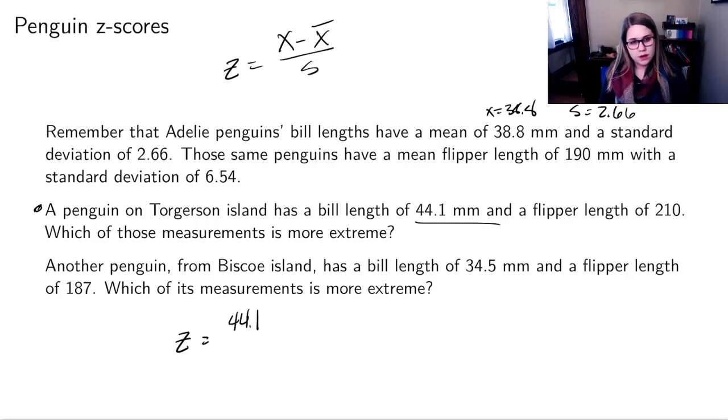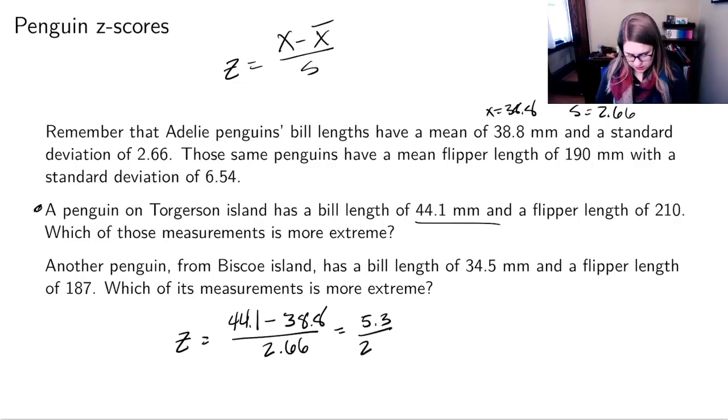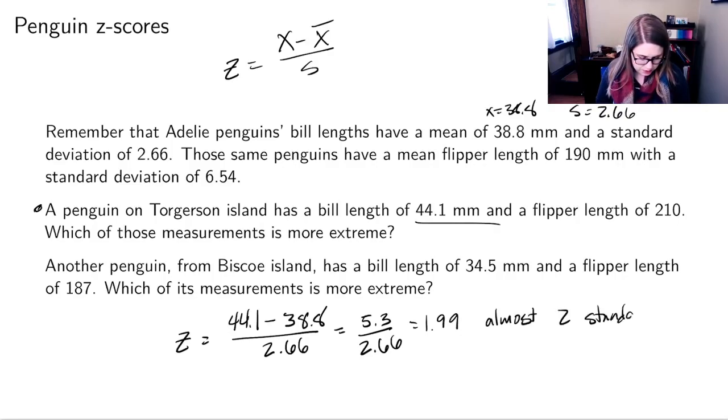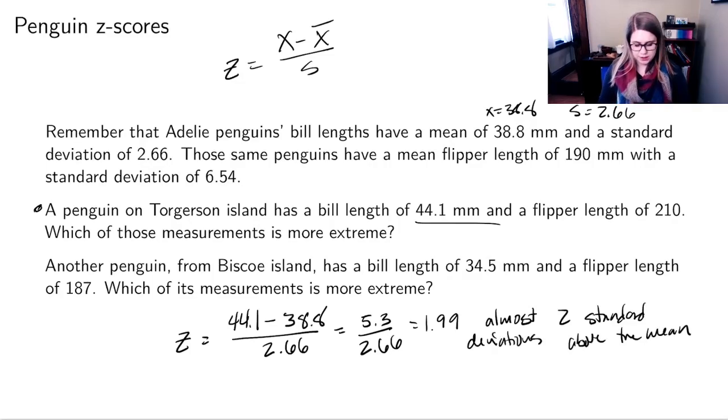44.1. I would subtract off the mean, 38.8. And I would divide by the standard deviation, 2.66. And I'd get 5.3 divided by 2.66, or 1.99. So it's almost 2 standard deviations above the mean. That means that penguin has a pretty long bill length.